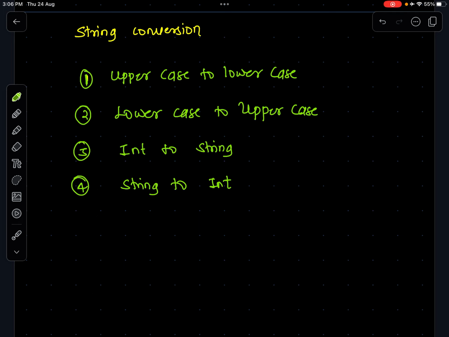This is the second part of the string, where we will be discussing string conversion. There are four parts we will be looking at here. One is how to convert uppercase to lowercase. Then we convert lowercase to uppercase. Then how to convert integer to string, and then string to integer.